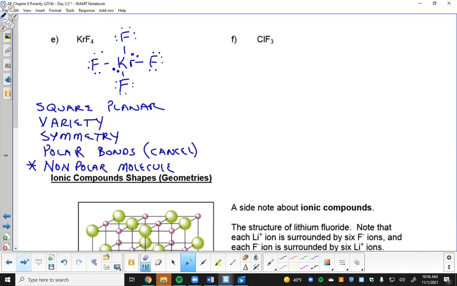This is pretty common with the two shapes, the linear shape and the square planar shape, which are typically found when you have a noble gas as a central atom. So I just always watch out for those. Again, the symmetry outweighs the variety. So watch out for those. And then last one here.